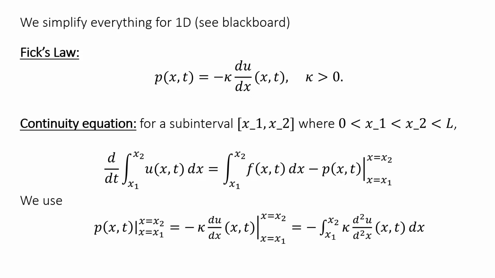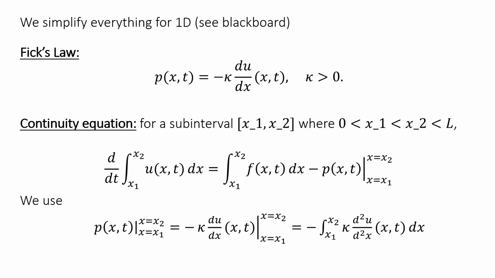Similar to before, we've got the continuity equation. This time we do not talk about volumes, but we talk about subintervals within this interval from 0 to L. So let us suppose that we have a subinterval from x1 to x2, where x1 and x2 are two spatial positions contained within the interval from 0 to L. That is, x1 is greater than 0, less than x2, which is less than L. Let's take a look, how does the heat distribution evolve over this interval from x1 to x2?